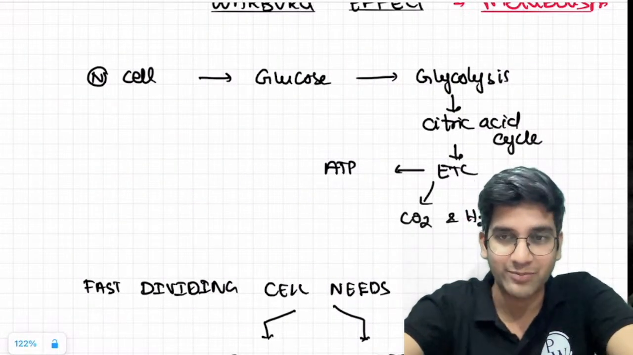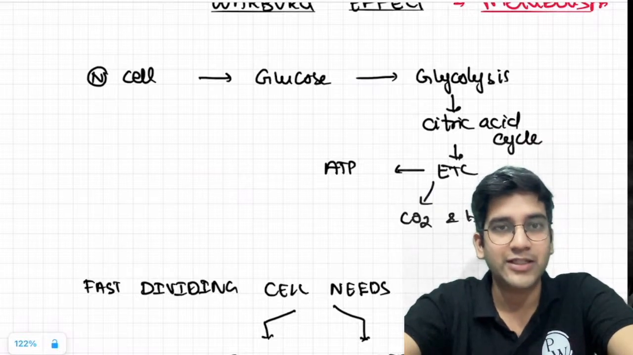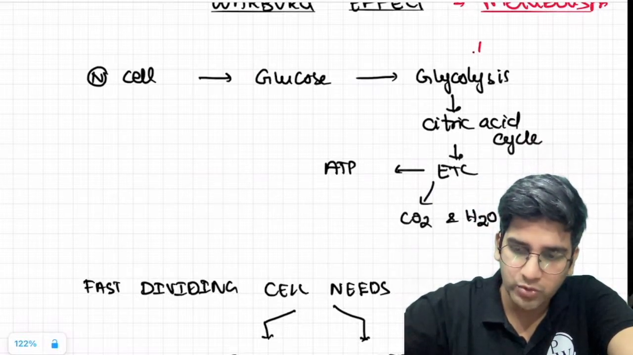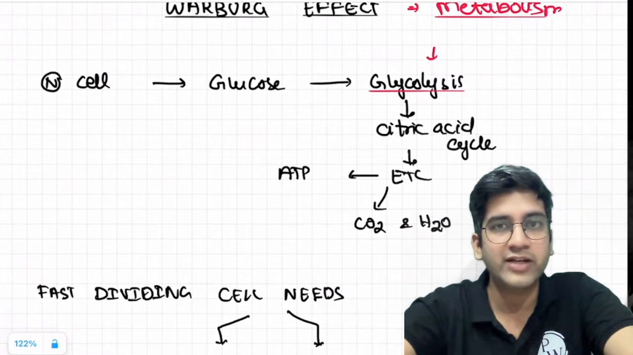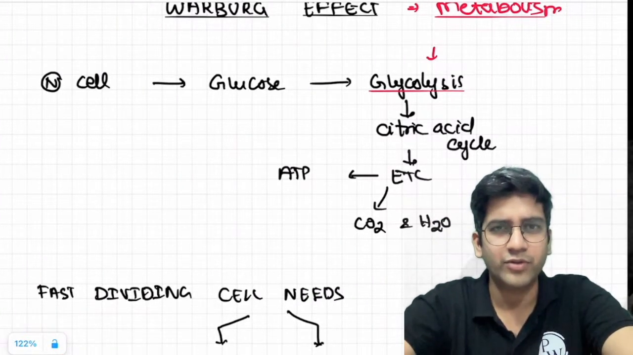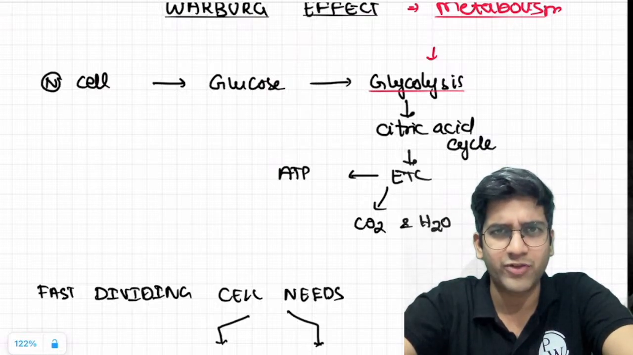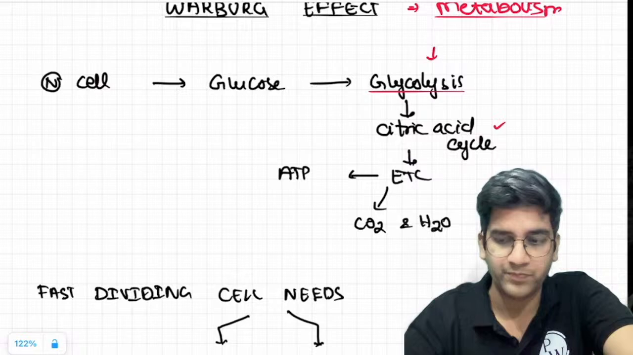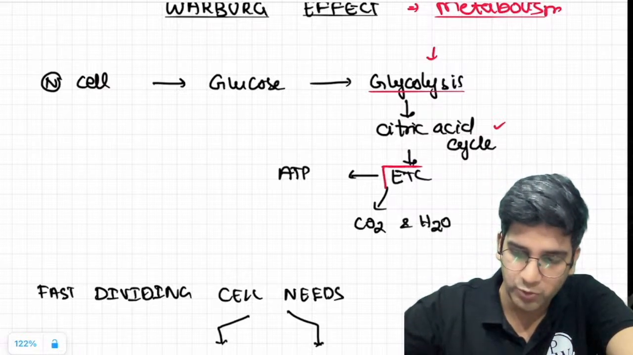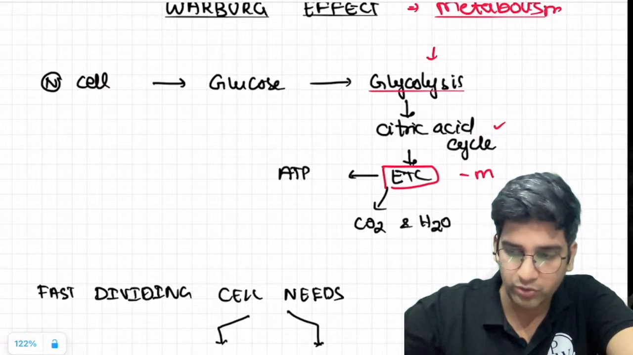Let's go back to your biochemistry. Whenever a normal cell consumes glucose, whatever be the form, it will go into the glycolytic pathway. Can you guys tell me how many ATPs will come at the end of the glycolytic pathway? I think there will be 2, from substrate level phosphorylation, right? Then it goes to your citric acid cycle or Krebs cycle. Then it will go to the electron transport chain, which happens in your mitochondria.